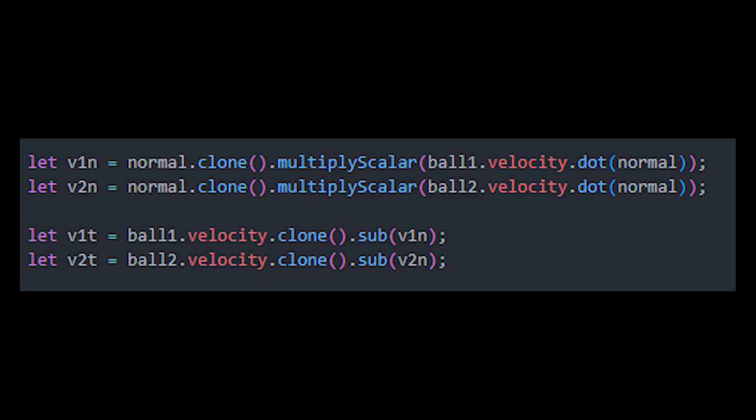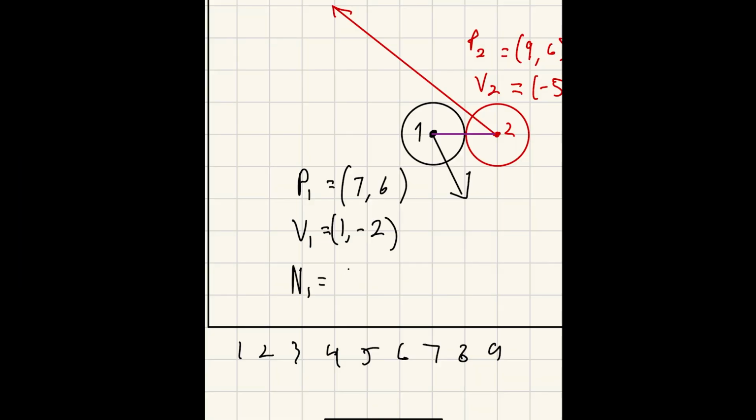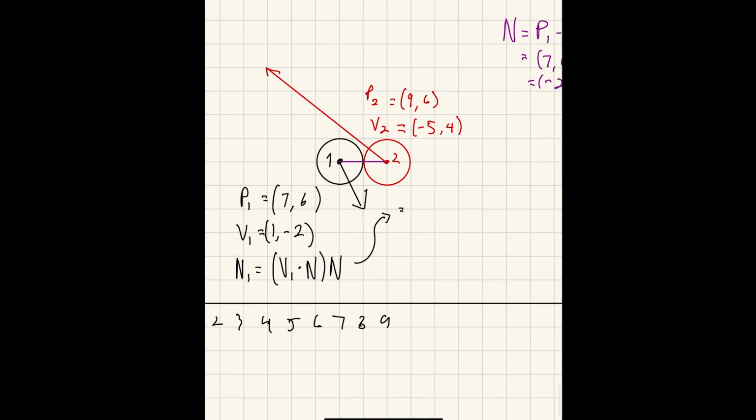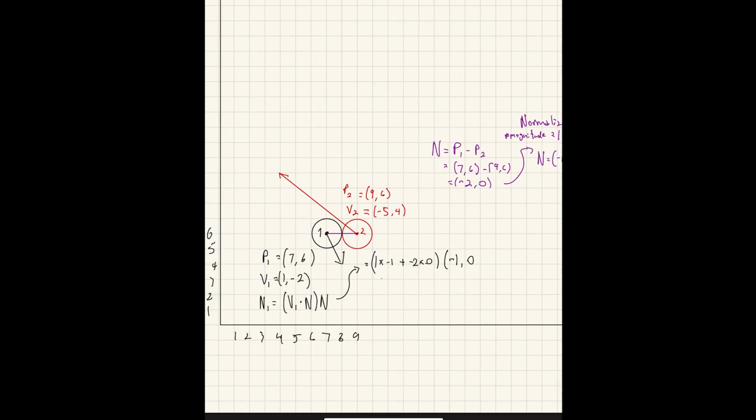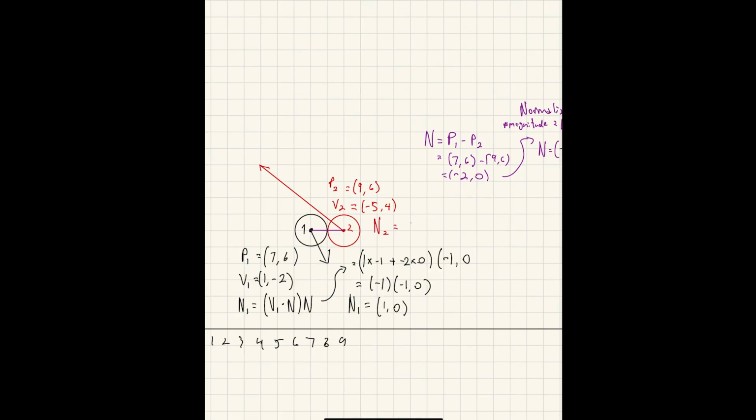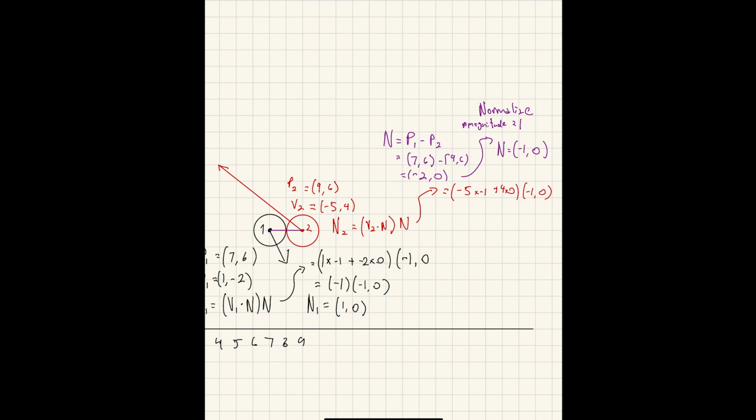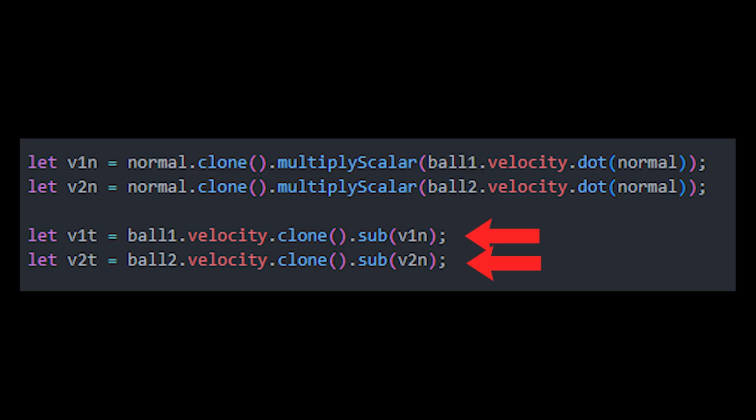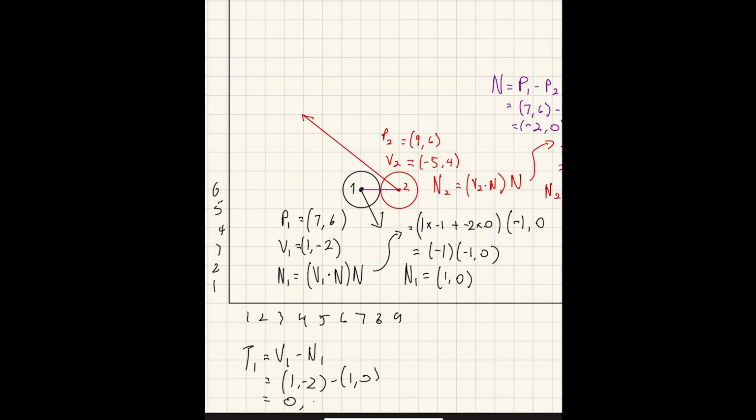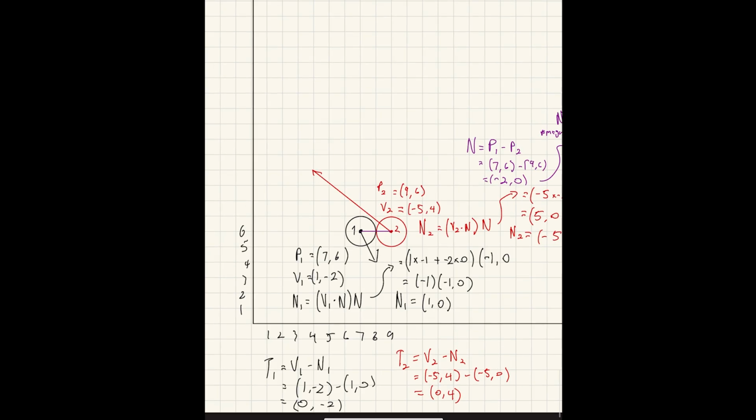I then split the ball's velocity into its normal and tangential components. I did this by multiplying the normal with the dot product between the ball's velocity and the normal. Remember, the dot product tells us how much of the ball's velocity is in the direction of the normal. Since the normal is normalized to unit 1, scalar multiplying the dot product will give us a vector with the proper direction and magnitude of the normal component. This vector is essentially the part of the velocity that will be colliding with the other ball. The tangential velocity is just the component not involved with the collision. To get this vector, I just subtracted the ball's normal component from its original velocity.